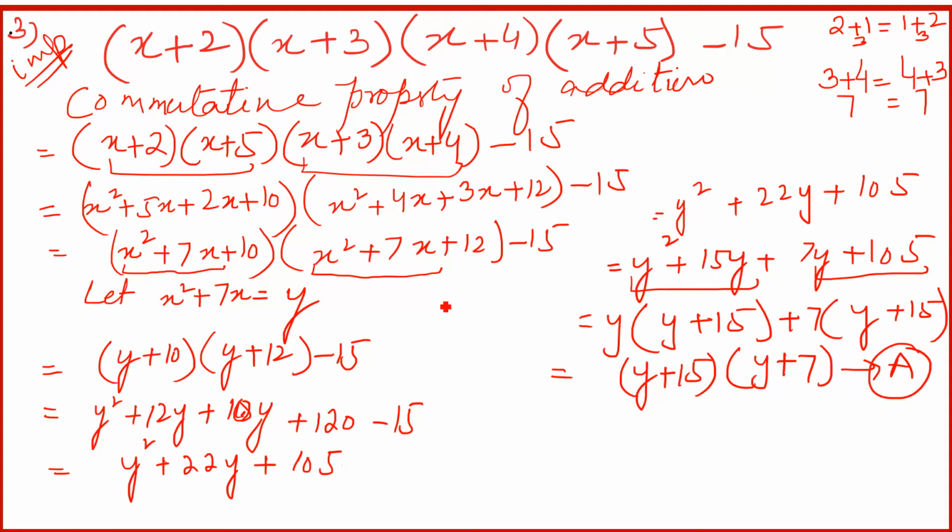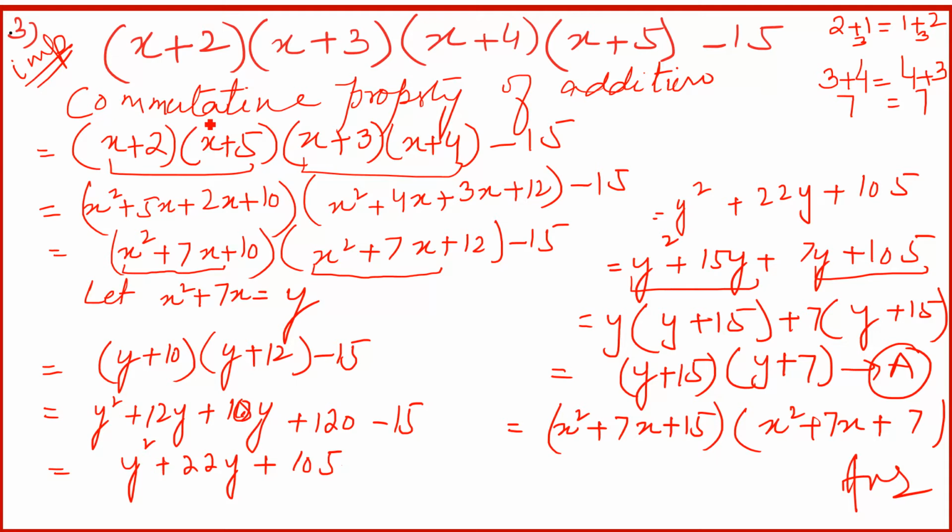Now put the value of y. Suppose here we said that x square plus 7x is equal to y. So put the value of y in the answer: wherever you see y, you have to put x square plus 7x. So x square plus 7x plus 15, and here x square plus 7x plus 7. Right? This is your answer.